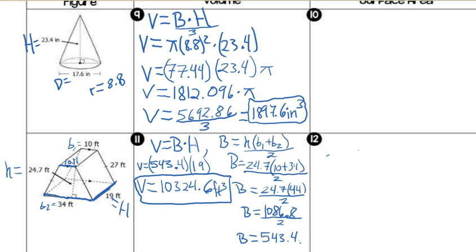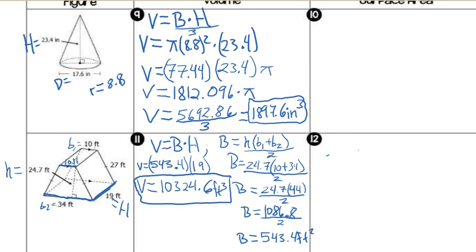So feet squared, because when we multiply feet times feet, we get feet squared. We multiply feet one more time, my height, it's going to get feet cubed. So just a little small recap there. My volume equals 10,324.6 feet cubed. So we multiply those two, area of the base times the height.